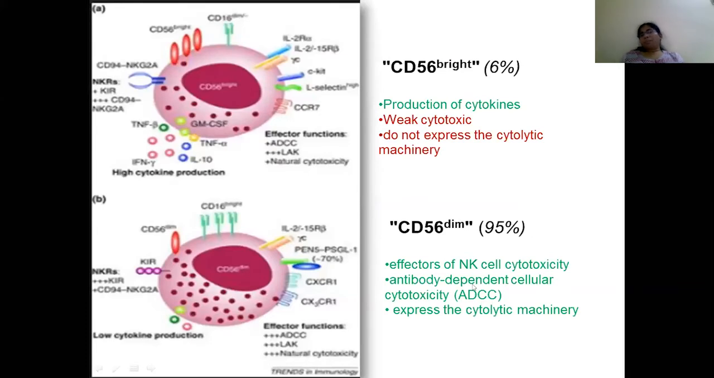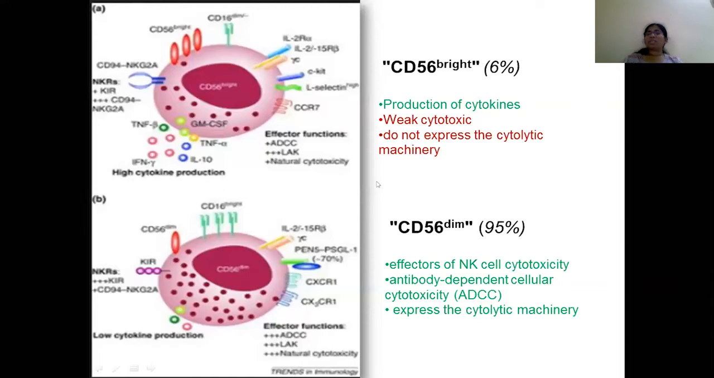Now, there are two types of NK cell. The majority of NK cells are cells which have very low expression of CD56, and these are the classic cytotoxic NK cells. Then you have around 6% of cells that are highly positive for the CD56 marker, and these are the cells which produce cytokine. They are weakly cytotoxic and they do not have the classic cytolytic machinery.